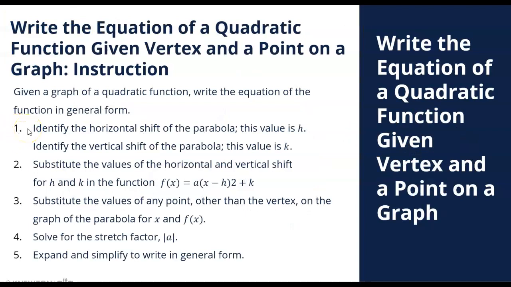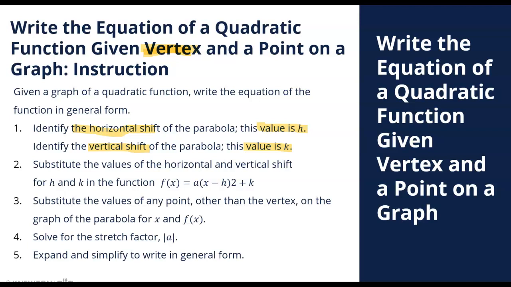What you see here is the outline of the steps that you have to follow to write the equation of a quadratic function given a vertex and a point. The first step is to identify the horizontal shift. The horizontal shift is just the x-coordinate of the given vertex. That is the value h. And then identify the vertical shift. The vertical shift is the y-coordinate of your vertex, and that is the value k.